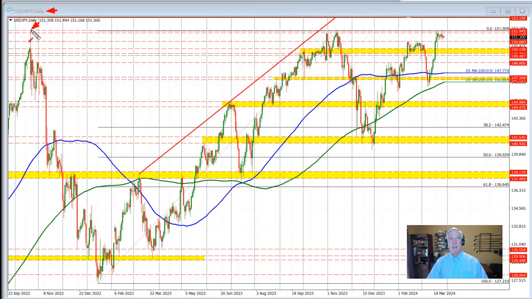If we go back in time and take a look at the 2022 high, that came in at 151.94. If we go back to 2023, the high price came in at 151.91, and in trading on Wednesday of last week, the high price came in at 151.967, just 2 or so pips above the previous all-time high level going back to 2022.